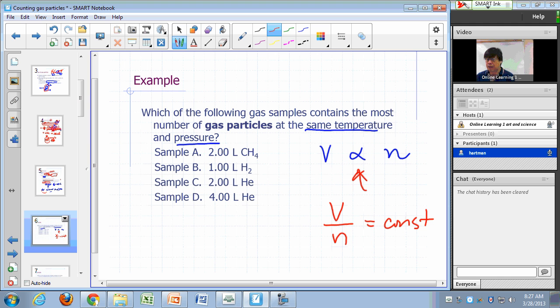All right, so is it sample A, 2 liters of methane? Sample B, 1 liter of H2. Sample C, 2 liters of helium. Or sample D, 4 liters of helium. Which one would have the most number of gas particles? A, B, C, or D?